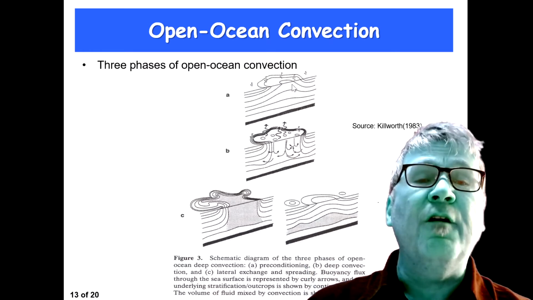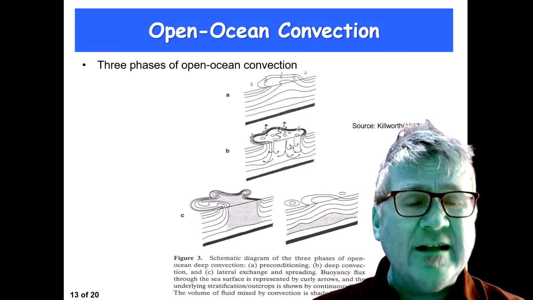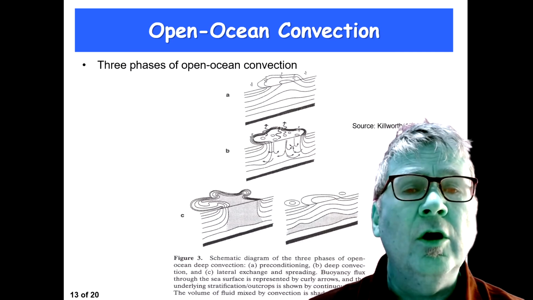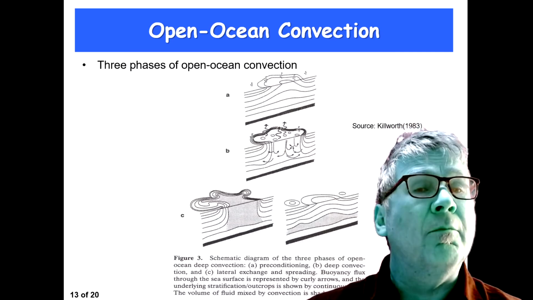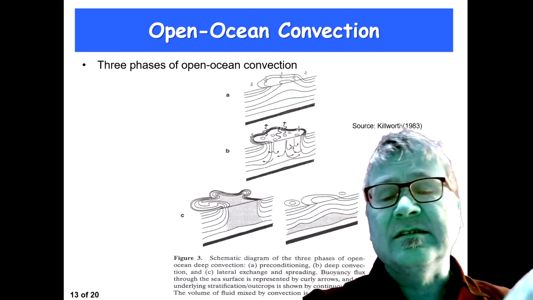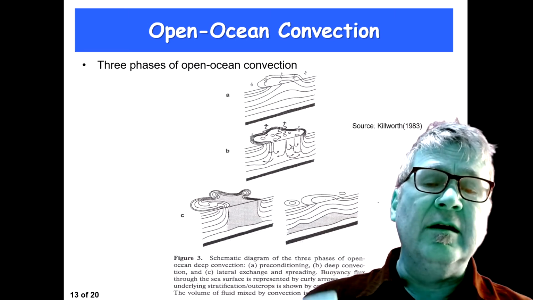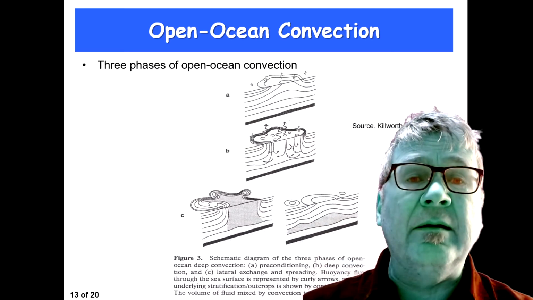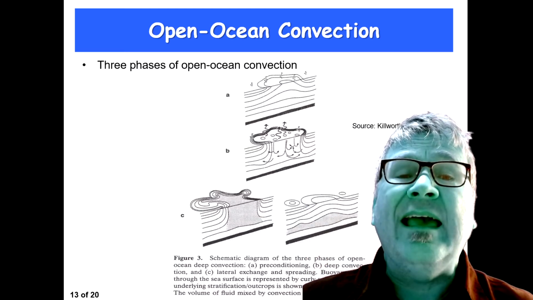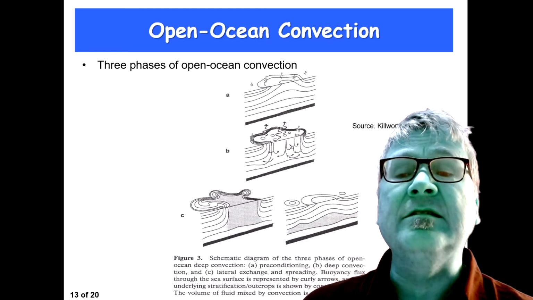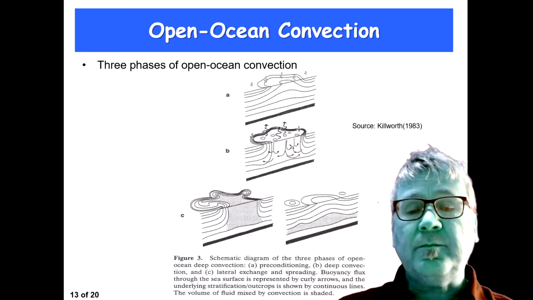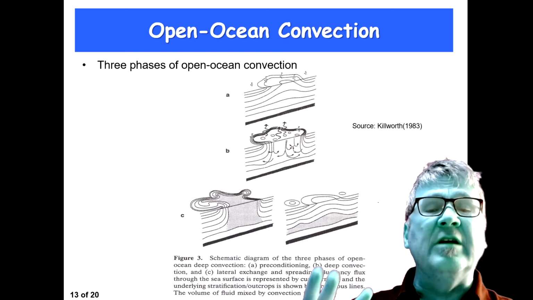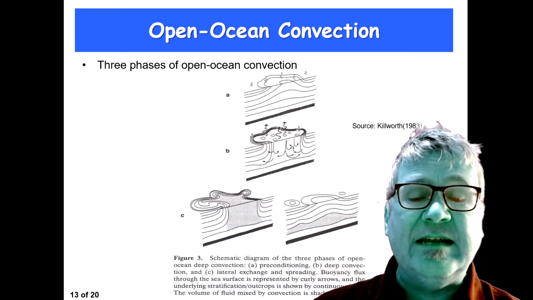The second factor is that you have events of very large heat losses, so-called cold air outbreaks. Polar air masses at high speeds create a massive heat loss, leading to extensive cooling and a density increase in surface water. The first stage is called preconditioning. The second stage is called deep convection.